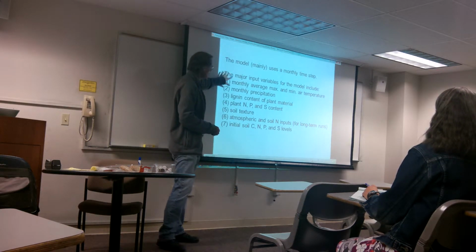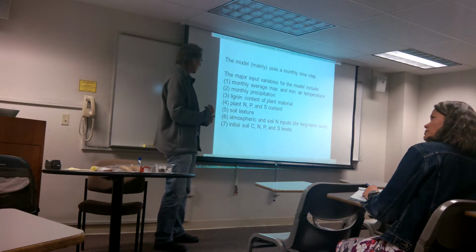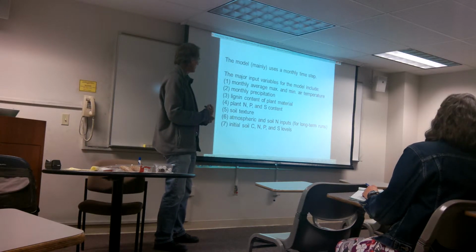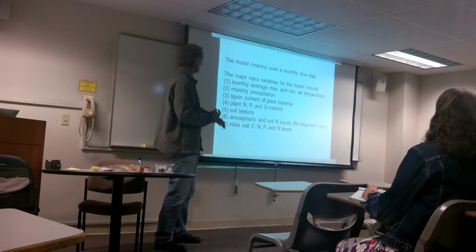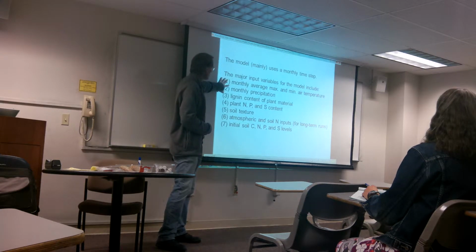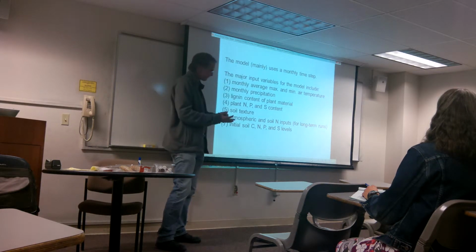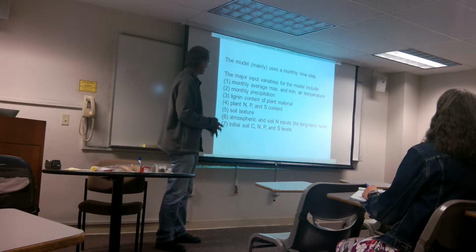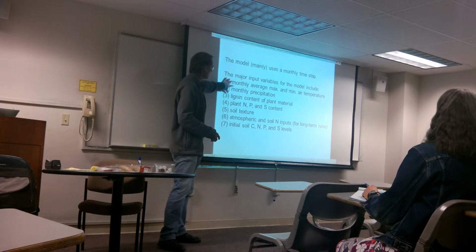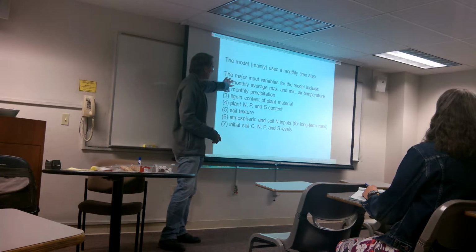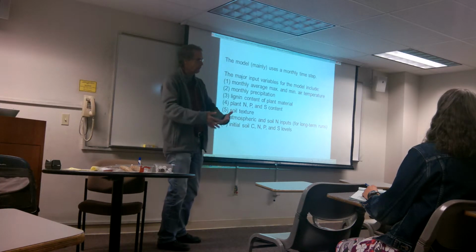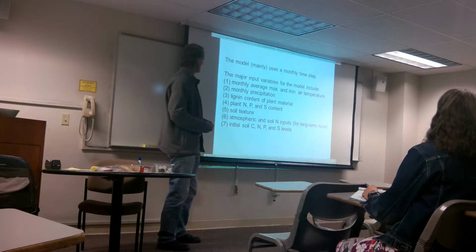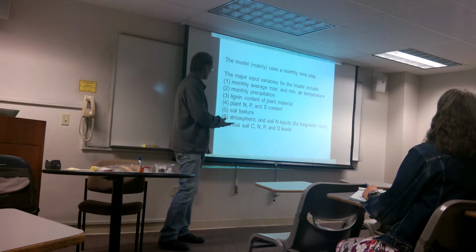So what do you need to run the model? In terms of just running the model, you need some weather data or climate data. Basically max and min air temperature and precipitation. Now, the daily version, instead of monthly averages of these things, uses daily weather. But the Century model uses monthly weather.